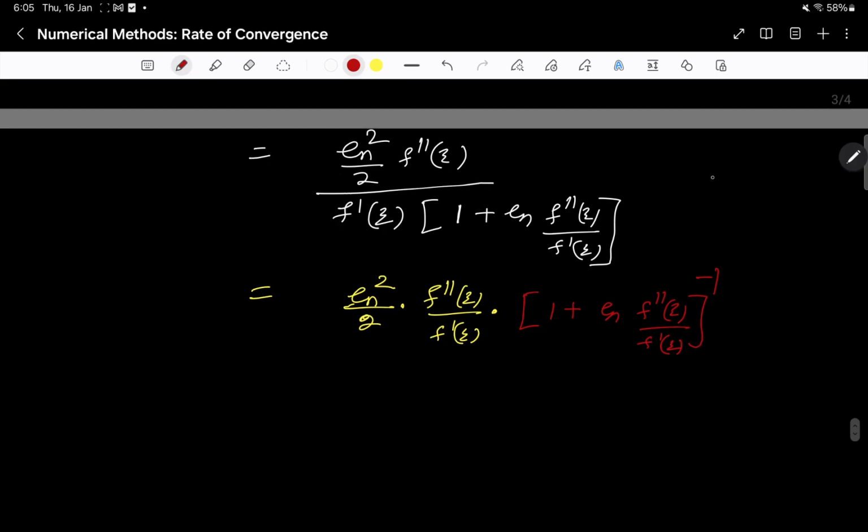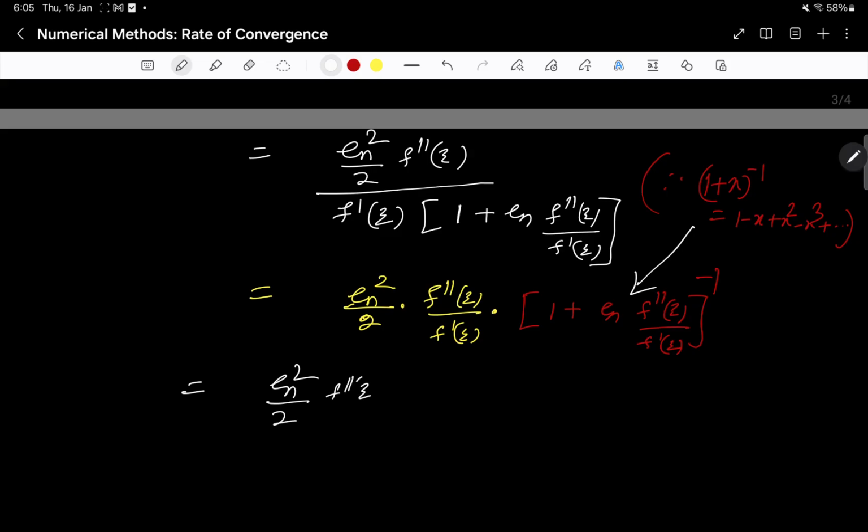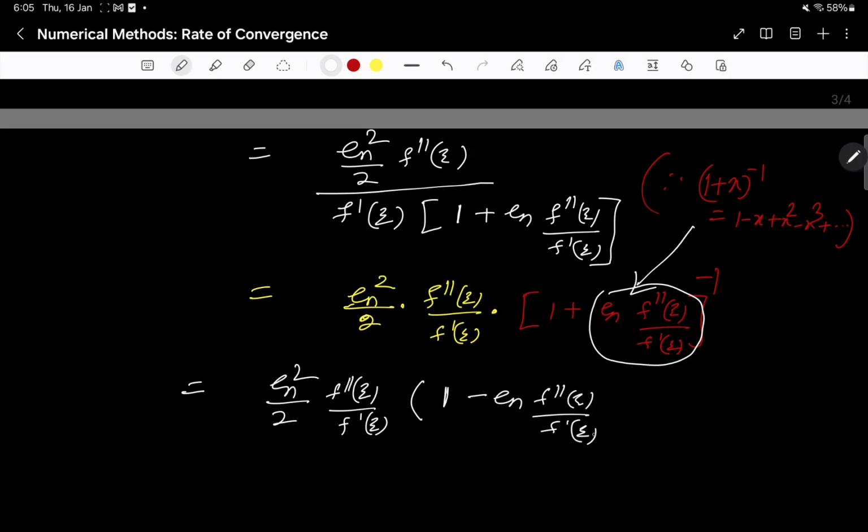Now I can apply the formula, (1 + x)^(-1) is 1 - x + x² - x³ + so on. I apply this binomial expansion now. So now I just expand it in this line. So this will be my εn² by 2 f''(ζ) by f'(ζ), and it will be my 1, this is my x, 1 - εn f''(ζ) by f'(ζ) + x² εn² (f''(ζ) by f'(ζ))², and so on.